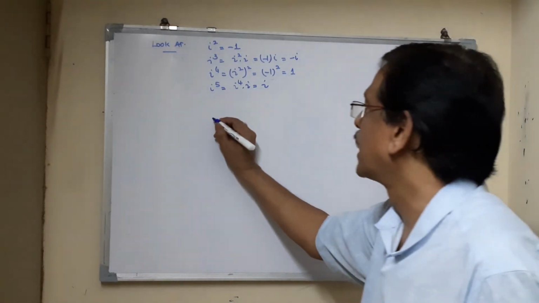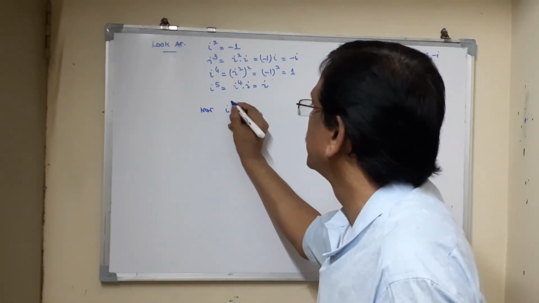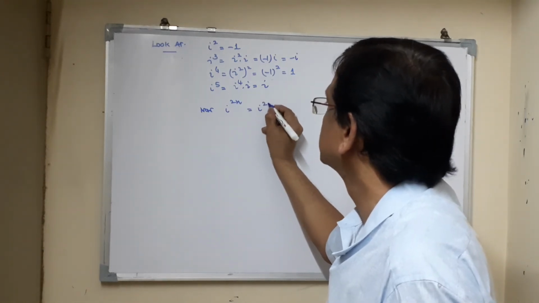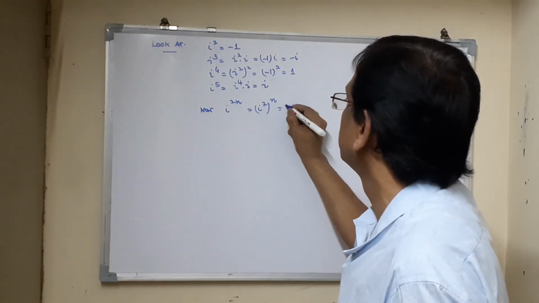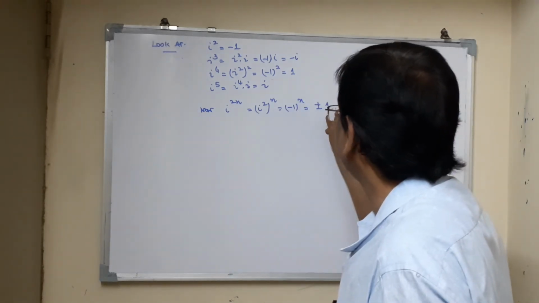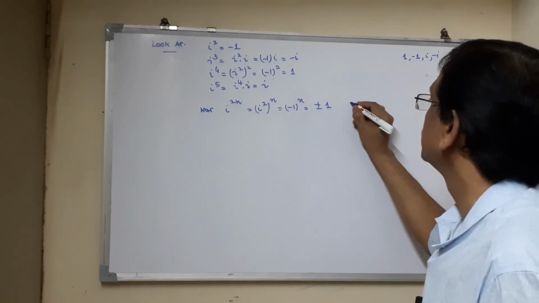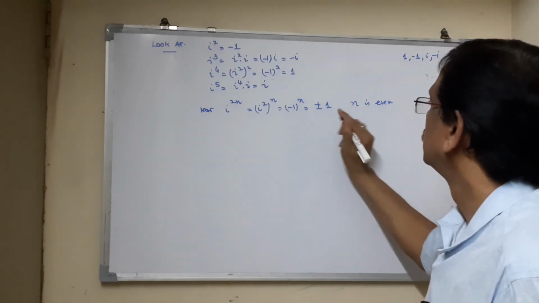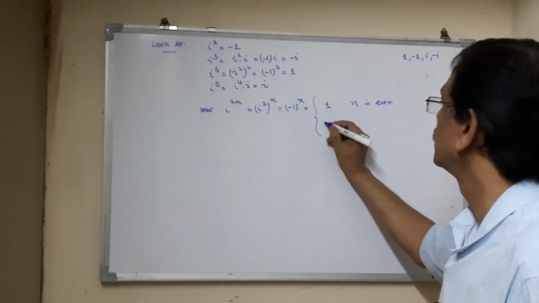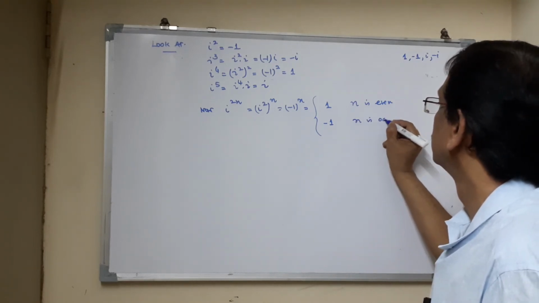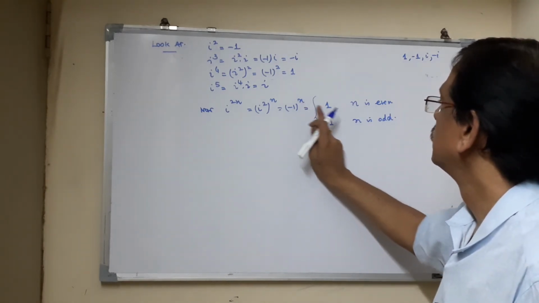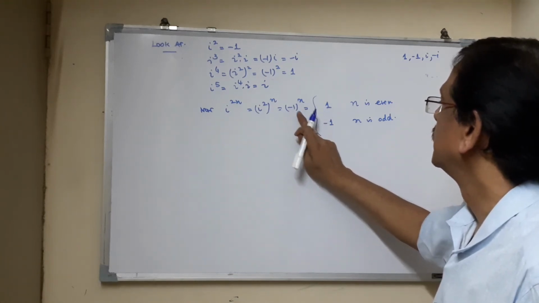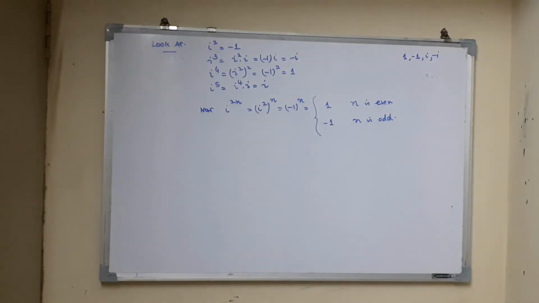So, can we generalize? What is i power 2n? I power 2n is (i square) power n. I square is minus 1. Minus 1 whole power n is plus or minus 1, depending on n. If n is even, you get plus 1, and minus 1 if n is odd. Look at this. If n is 2, it is 1. N is 3, it is minus 1. N equal to 4, it is 1. So depending on n being even or odd, it will be plus 1 or minus 1.